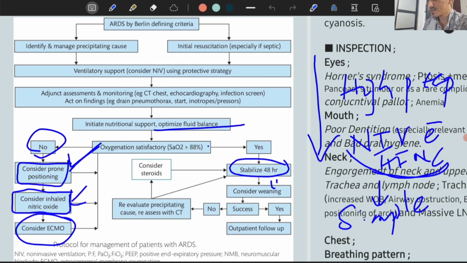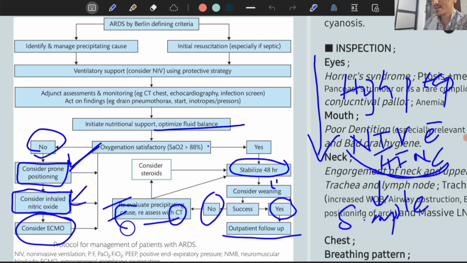Now, if the weaning is successful, then you follow the patient as outpatient. If it is not successful, then reevaluate the patient, consider the cause and reassess the CT scan. You are seeing what pulmonary changes are resolving or not, and whether the cause which you have treated is still remaining, and what we should do for that cause. So progression and cause you will monitor, and during this you will consider steroids.